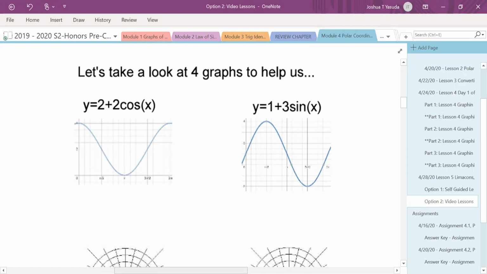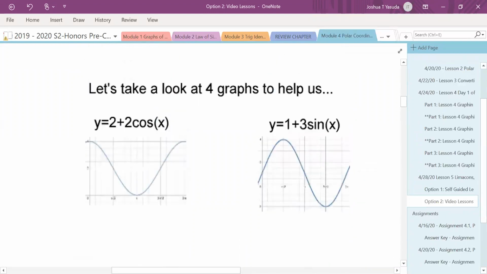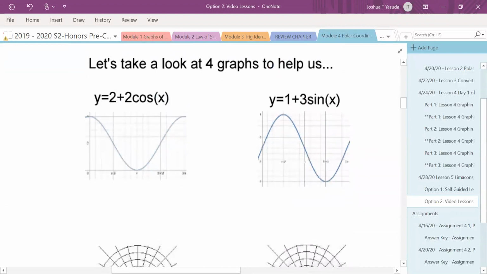So I got some graphs here. They're kind of hard to read, that's a bummer. But essentially, I've got these four graphs. We should know how to graph y equals 2 plus 2 cosine of x. Here's the first point up here at (0, 4). Then we have a point at (pi over 2, 2), then at (pi, 0), and then at (3 pi over 2, 2). And then 2 pi. So the period's 2 pi. And there we have it.